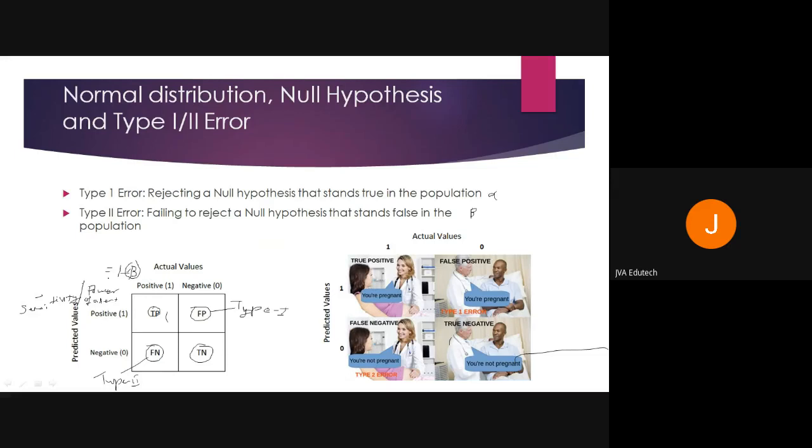Is that clear? Yes, sir. What about others? Only one or two responses. Yes, sir.